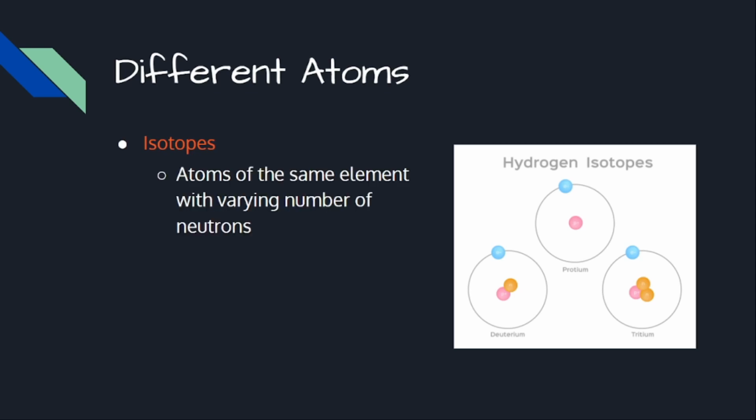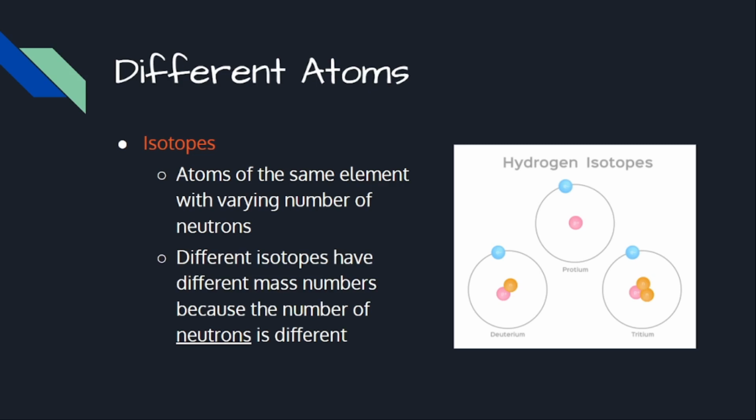Let's review what isotopes are. Remember, isotopes are atoms of the same element that have a different number of neutrons. For example, here in this example, we have 3 isotopes of hydrogen. They all have 1 proton, that's the pink circle. They all have 1 proton, that's what makes it hydrogen. What makes them different from each other is the number of neutrons, the orange circle. The one in the middle doesn't have any neutrons, the one on the left has 1, and the one on the right has 2. Different isotopes have different mass numbers because the number of neutrons is different. Their masses are different because the number of neutrons is different. The number of protons is the same. Some isotopes are not stable. We'll talk about what that means in a second.